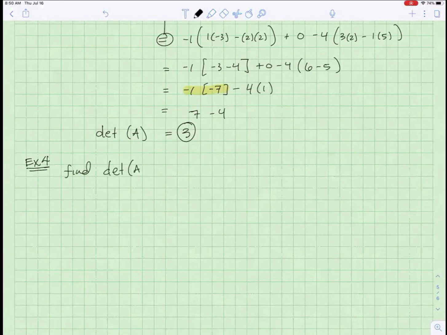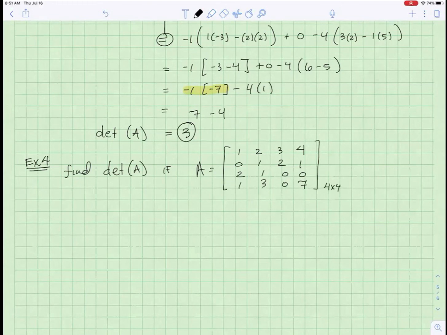Find determinant A if A is equal to, what do I got here? 1, 2, 3, 4, 0, 1, 2, 1, 2, 1, 0, 0, 1, 3, 0, 7, which is 4x4.